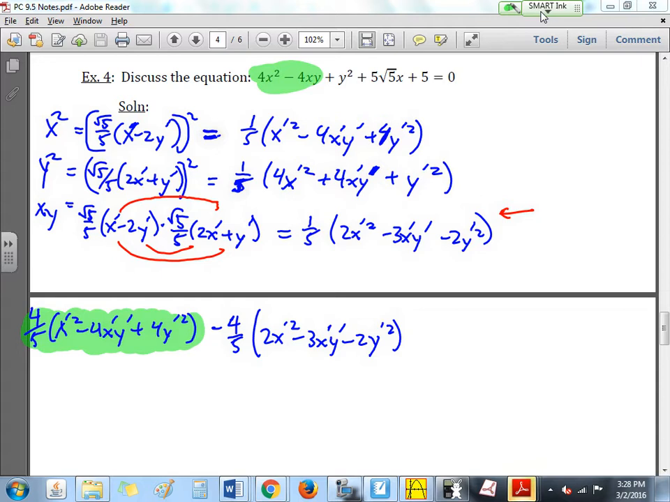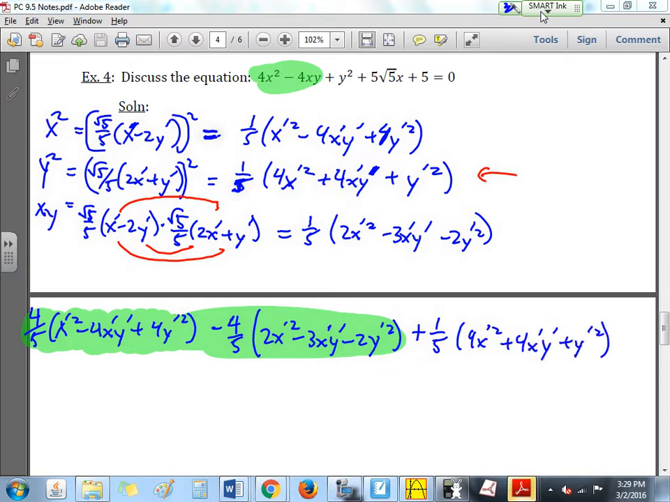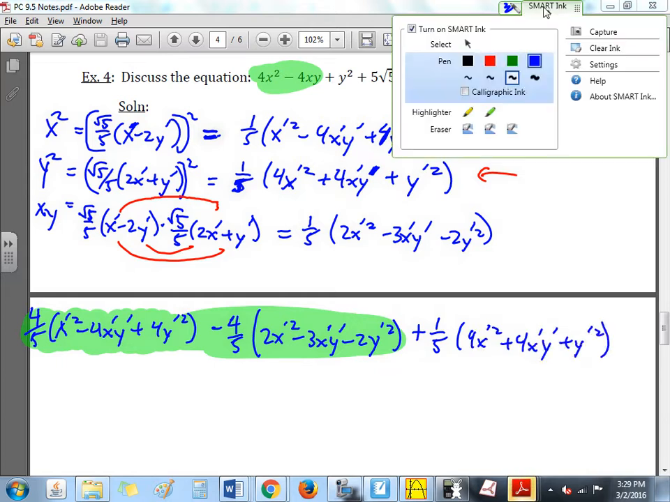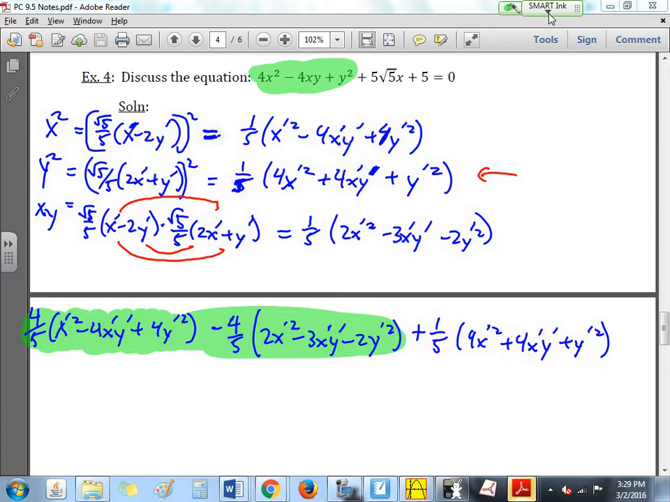So now I've got the first two terms. The equation's building, isn't it? Okay, next we're going to include the y squareds. The y squared is right up here. Already calculated that. So basically it's 1/5 times 4x prime squared plus 4x prime y prime plus y prime squared. So now Mr. Shore is done with the first three terms.